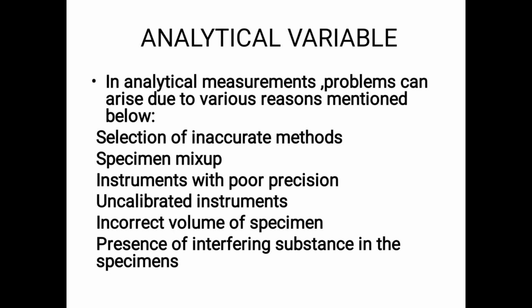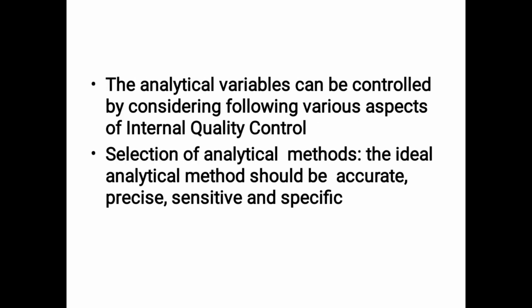Specimen mix up, instrument with poor precision, uncalibrated instrument; it needs to be calibrated properly. Calibration means checking whether the machine is working properly or not. If we take an incorrect volume of the specimen, that may also vary the result. Presence of interfering substances like bilirubin may interfere with the test. The analytical variables can be controlled by considering the various aspects of internal quality control.